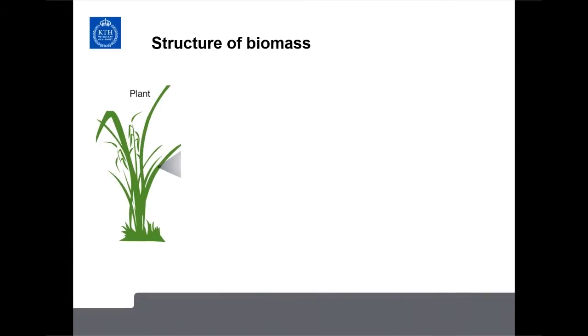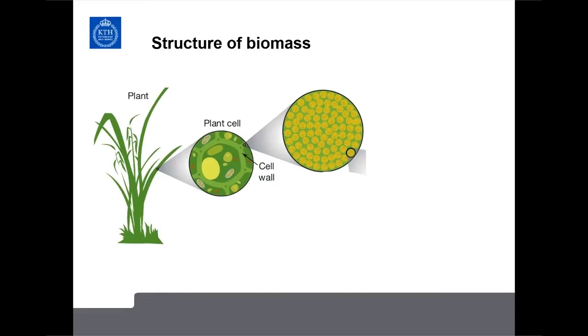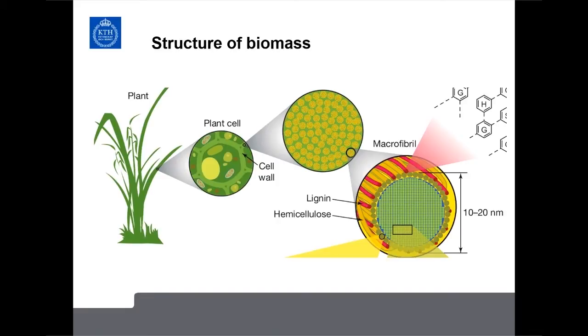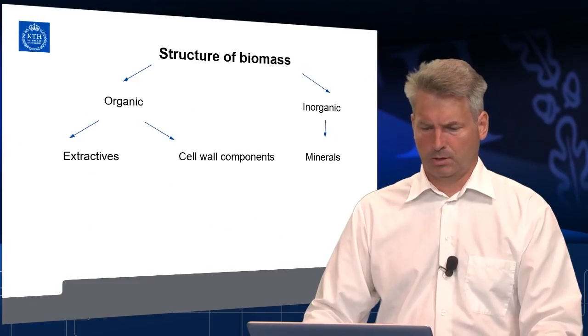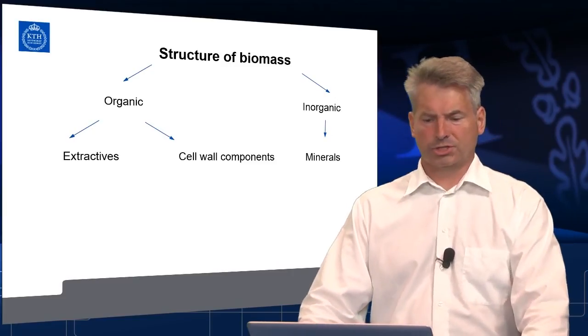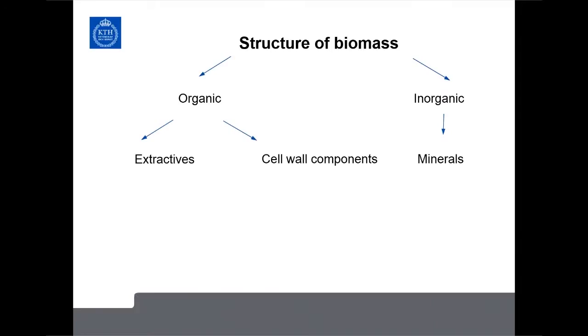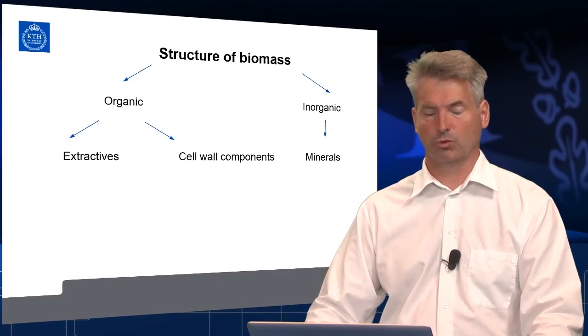If we go into the structure of biomass, looking at a plant and its cells, you can see here the cell wall in the cell. Lignin, hemicellulose and cellulose are mainly in the cell walls of the plants, which you can see in this slide. If you look at the structure, you have both organic and inorganic components, where the organic components are divided into extractives and cell wall components.